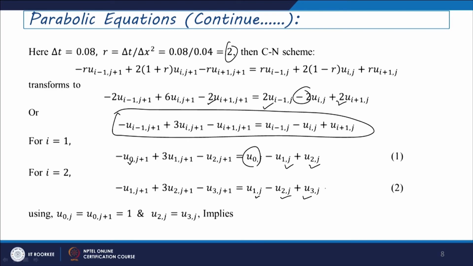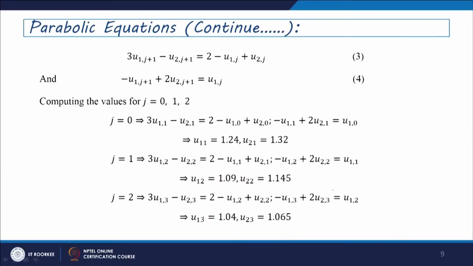Since from the boundary conditions we can use u0 j equals u0 j plus 1, since it is along the first boundary, all values remain 1 there, and this implies that u2 j equals u3 j. This impacts the equations in the form 3 u1 j plus 1 minus u2 j plus 1 equals 2 minus u1 j plus u2 j here, and we obtain the second equation in the form minus u1 j plus 1 plus 2 u2 j plus 1 equals u1 j.